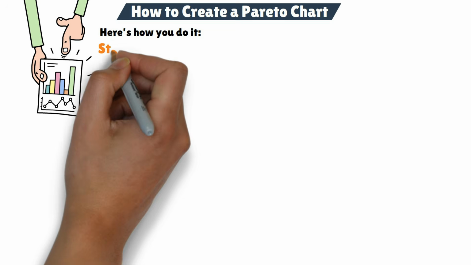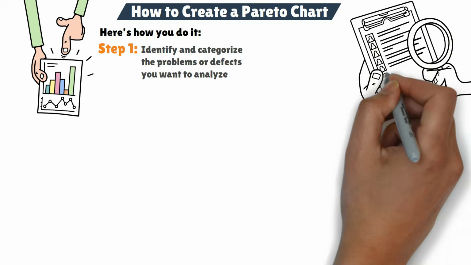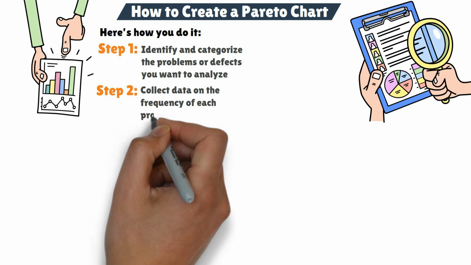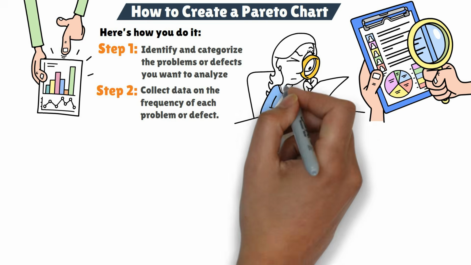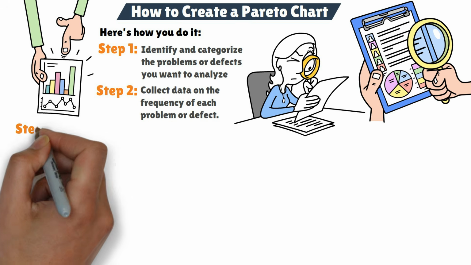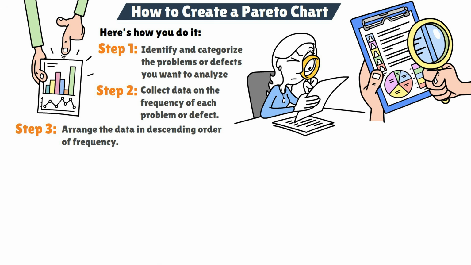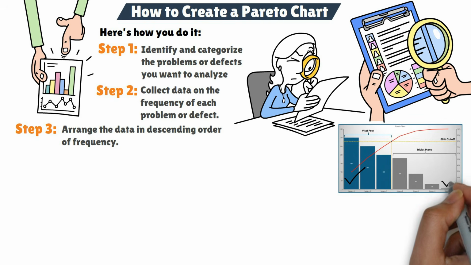Step 1. Identify and categorize the problems or defects you want to analyze. Step 2. Collect data on the frequency of each problem or defect. For example, how often does each defect occur in your process? Step 3. Arrange the data in descending order of frequency. The cause that happens the most goes on the left, and the less frequent causes go to the right.